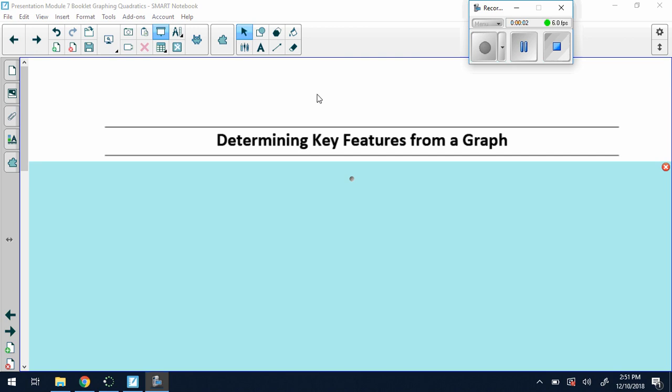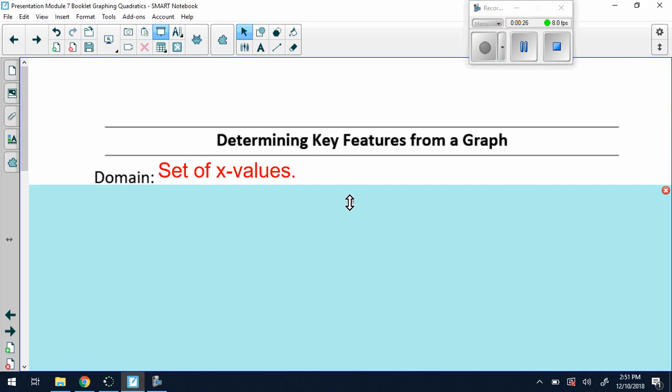In this video, we're going to look at determining our key features from a graph. So we're going to look for those things we talked about in the last video: our vertex, our intercepts, zeros, axis of symmetry, those things, but not on the parent function. So on a general parabola that's been moved.